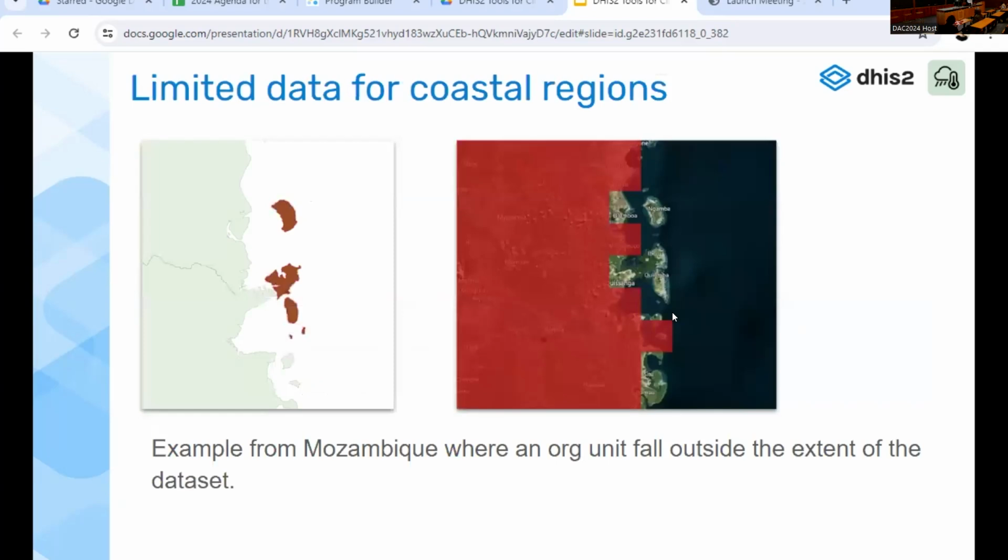And then there are also some limitations along the coast. This is this resolution of 9 by 9 kilometers. So we had an example here from Mozambique, a district on these 3 islands here, and they all fall outside of the extent of the data set. So we couldn't obtain a value. So for coastal regions, you might see this limitation.